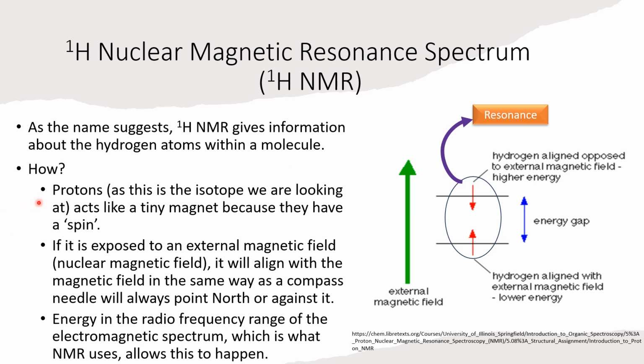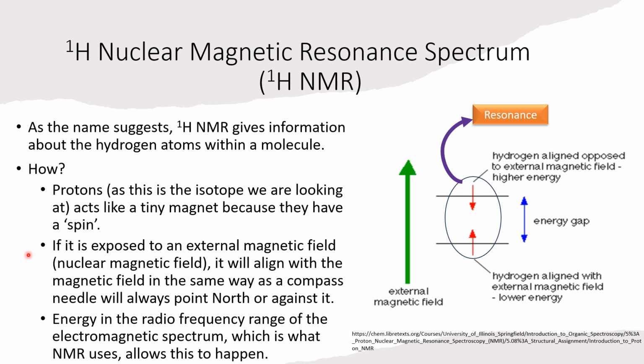So what I'd like you to think about is that some atoms are able to produce resonance because they act like little magnets. So the protons, as this is the isotope we're looking at, remember a proton means that I have one proton in the nucleus. That's the specific type of a hydrogen. There's other isotopes as well, but the proton is the one that we're specifically looking at. It acts like a tiny magnet because it has a spin. And what a spin means, it can point up or it can point down, okay?